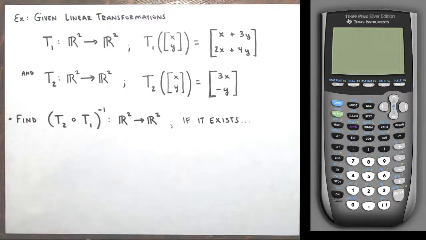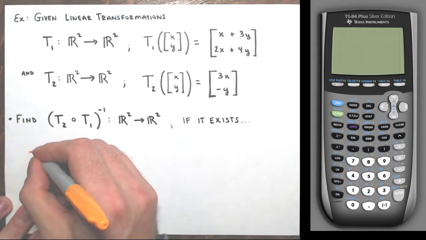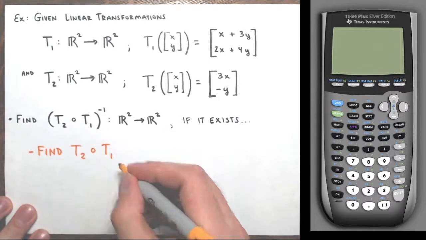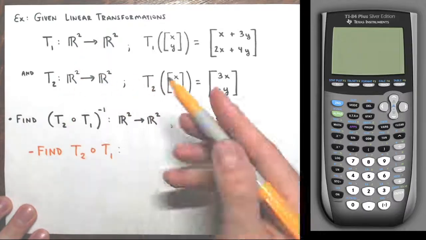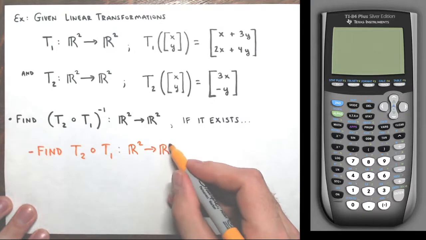So first let me find what T2 composed with T1 is. Now, if you remember how to do this, especially with transformations between Euclidean spaces, let's do that first. Let's find T2 composed with T1. Everything's R2 here, so it's obviously going to be a transformation between R2 and R2.